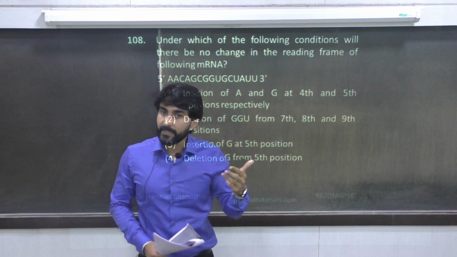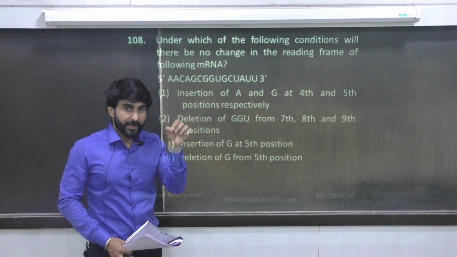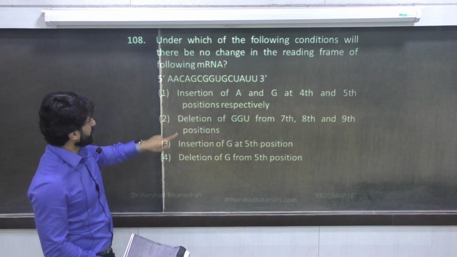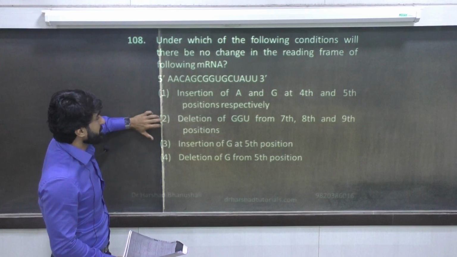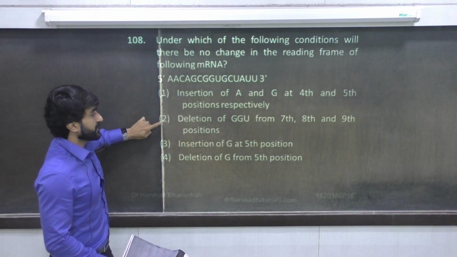The question says, under which of the following conditions would there be no change in the reading frame? As I told you, if you add or delete three nitrogen bases or its multiples, no change. There is only one statement where three are removed. Here there are two additions. Here there is one addition. Here there is one deletion. You see statement number two? Deletion of GGU means you are removing three nitrogen bases. When you remove three nitrogen bases, the reading frame is not altered. So the answer for 108 is statement number two.